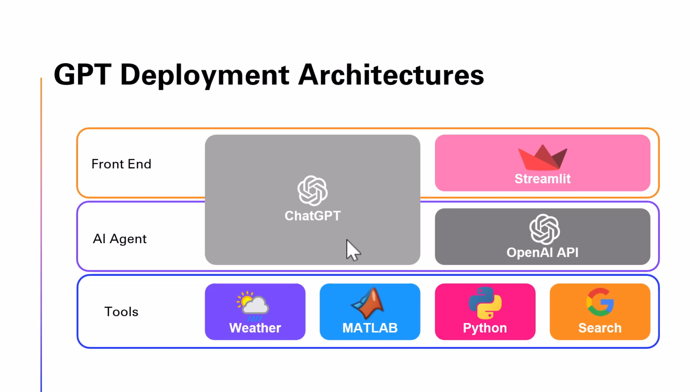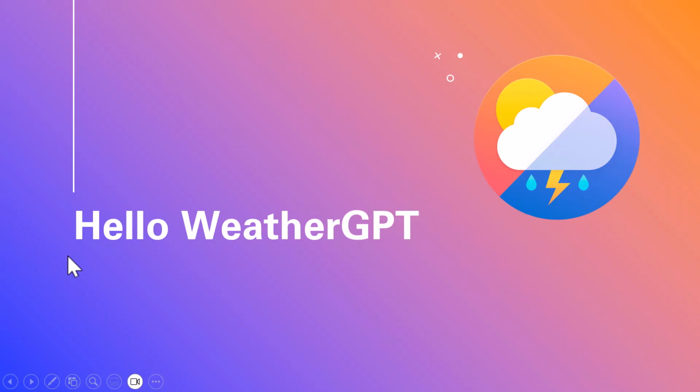But if you read my book, there's going to be many examples about how to deploy GPT apps with Streamlit connecting to the OpenAI API. For both of those options, you can provide your GPT with a bunch of tools, and the example we'll be taking today will be to predict the weather or just get it from a weather service. So I'm going to call it Hello Weather GPT.